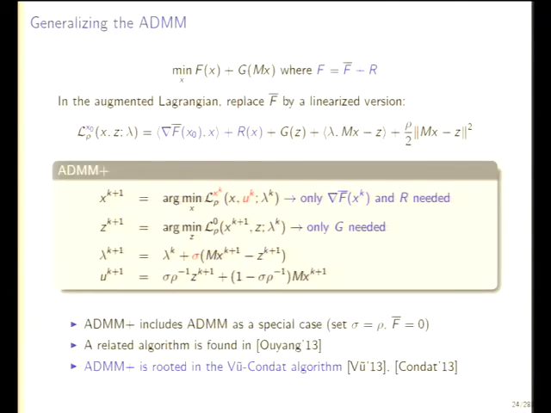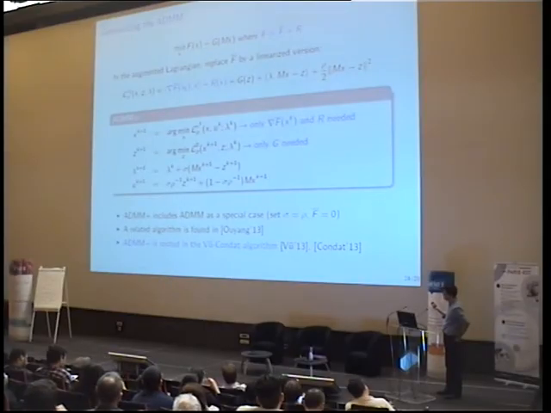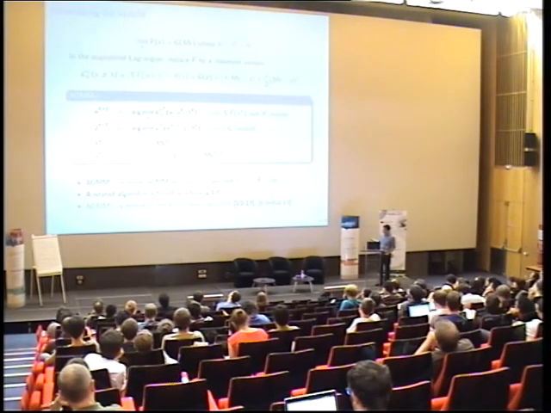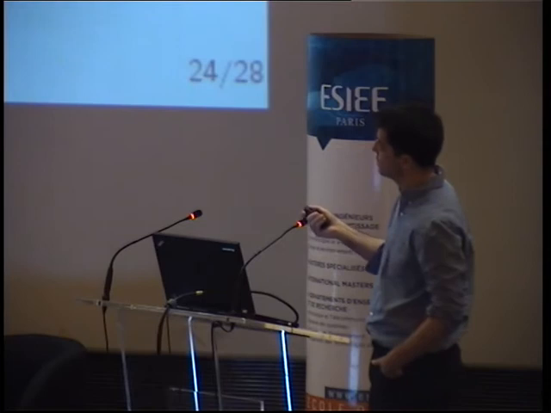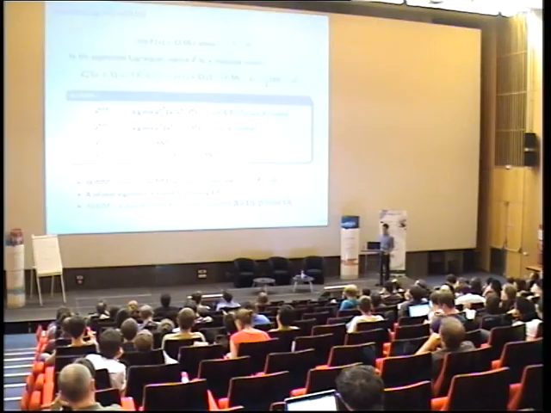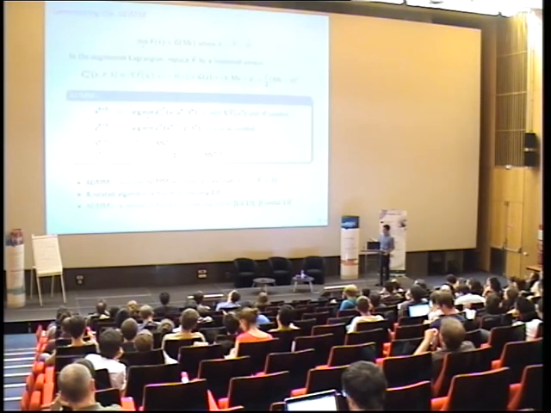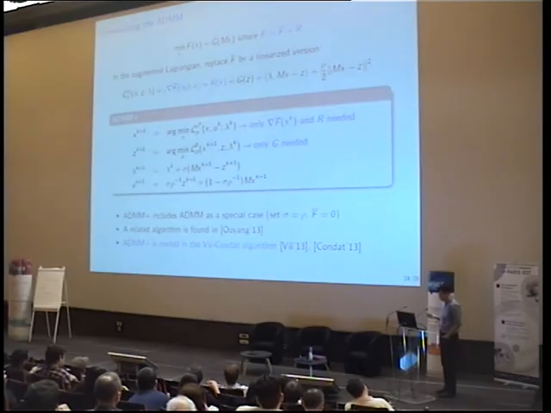So in order to do that, we proposed some extension of the ADMM. The problem setting is exactly the same as for the ADMM. Here, this function f will be decomposed as f bar plus r. And once again, we just want to compute the gradient of f bar. This algorithm, which we have called ADMM plus, works exactly the same as ADMM, except for the fact that we replace the standard Lagrangian by a linearized version of the Lagrangian. Here, this function f has been replaced by a linearized version of it in the neighborhood of the previous estimate xk. And so this ADMM plus actually includes ADMM as a special case.